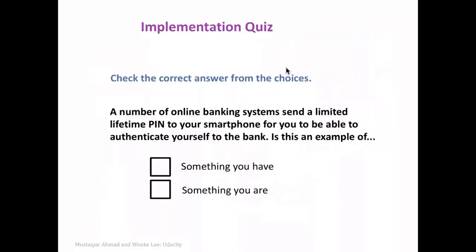Okay, so now when you do some transaction and you get a limited lifetime PIN, that's valid only for say 1 minute or something, it is an example of what? Something we have or something you are? Something we have. Very simple. Okay.